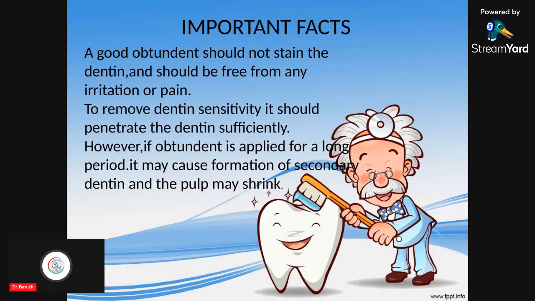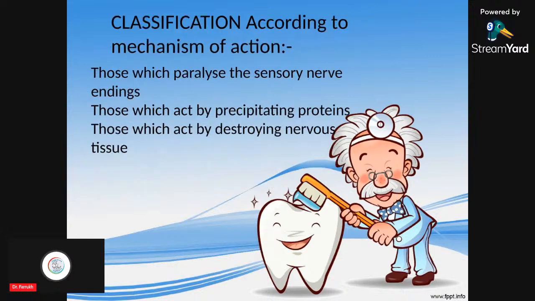However, if the obtundant is applied for a long period, it may cause formation of secondary dentine and the pulp may shrink. So you should keep this thing in mind. You don't need to apply it for a long period because it may cause the formation of secondary dentine and it may lead to the shrinkage of the pulp. Okay, so keep these three things in mind.